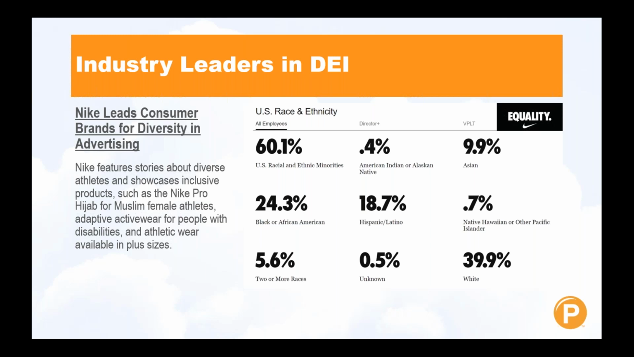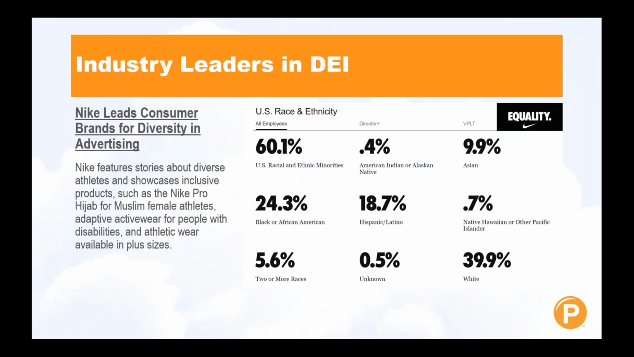Nike actually leads consumer brands for diversity in advertising. And many of you may know this just by watching TV or listening to the news or reading some articles. Nike does a wonderful job of incorporating DEI. They feature stories about diverse athletes, and they showcase inclusive products, such as the Nike Pro Hijab for Muslim female athletes, adaptive activewear for people with disabilities, and athletic wear available in plus sizes.